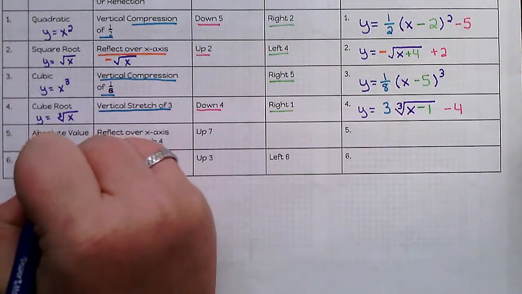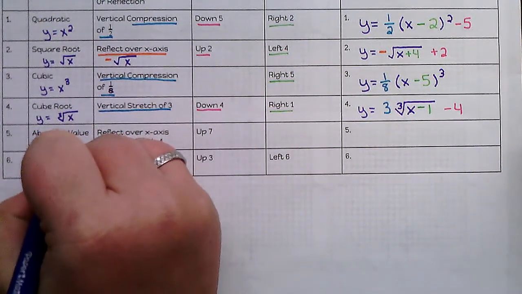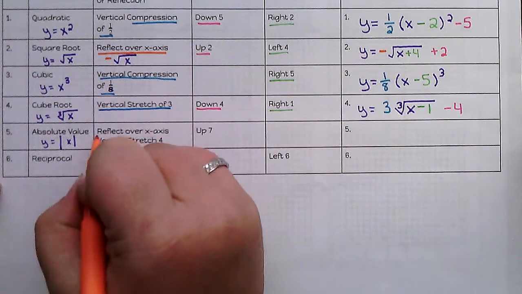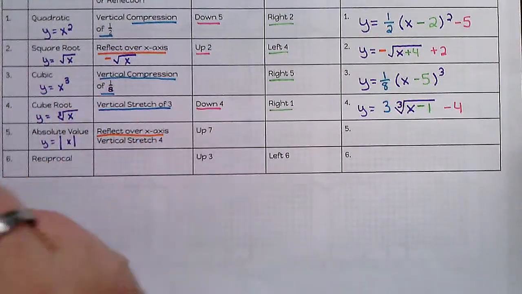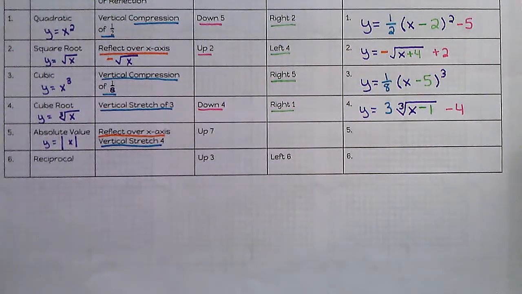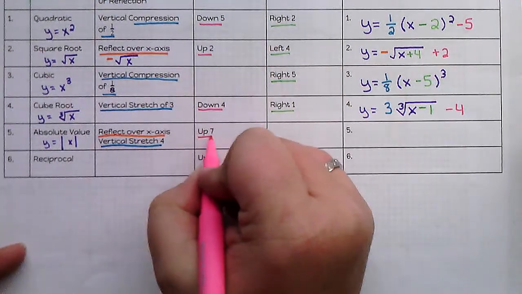And then we have absolute value, which is the absolute value bars with an x in it. Ooh, this one's got a lot going on. This one has a reflection over the x-axis. It also has a vertical stretch of 4. So we're going to have to talk about which one of those goes first. And it goes up 7.